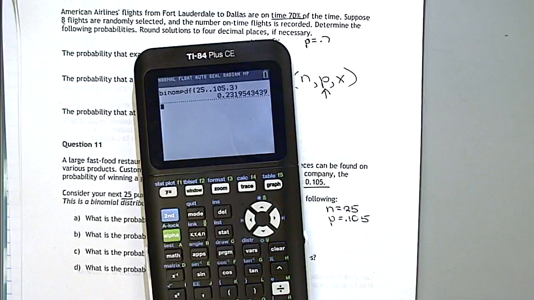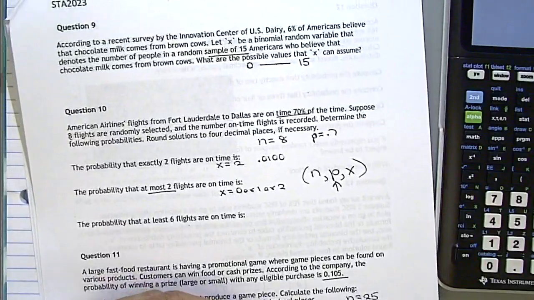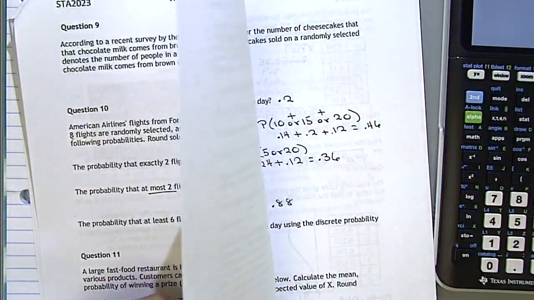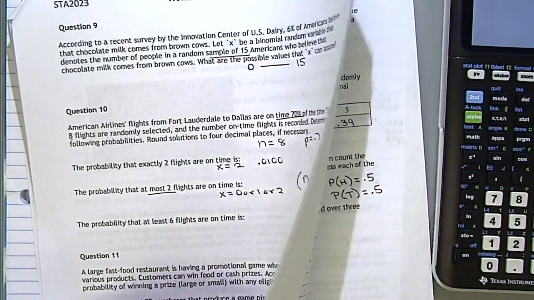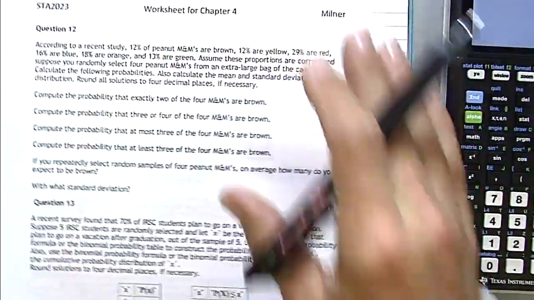Any of you want to see the formula? I think I've done that enough on the video that you're probably okay. All right. So second distribution, n comma p comma x. Ask me if you have trouble with your calculator after this, and I'll see if I can help you. Let's go on to the next one.